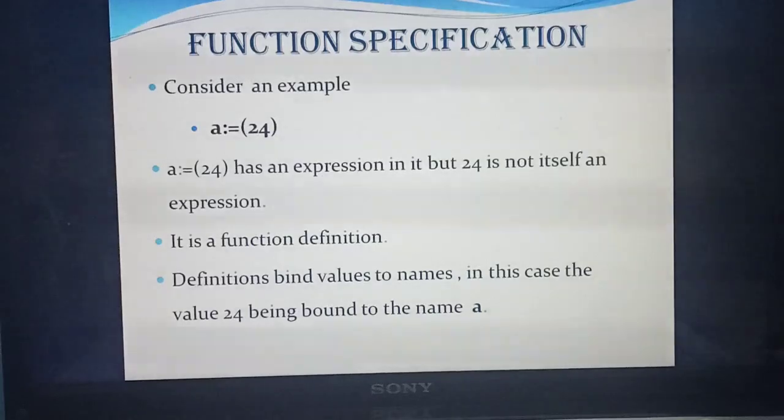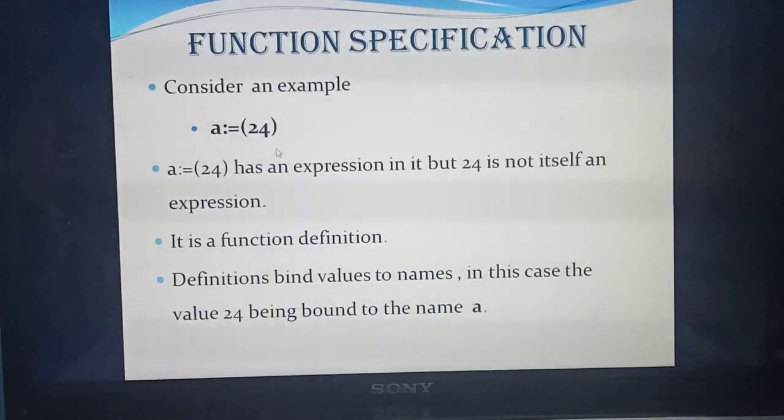Whatever value they give on the right side, you need to write that value is bind to which one? The name given at the left side. So how will you write? The value 24 is bind to the variable name a. Understood the concept of function specification? So what things have you studied in this slide? We can say a colon equal to 24 is an expression.